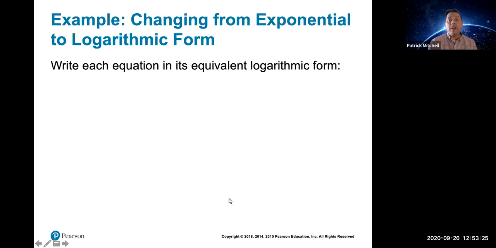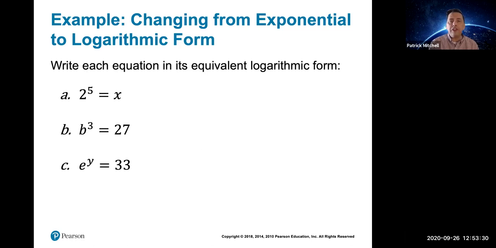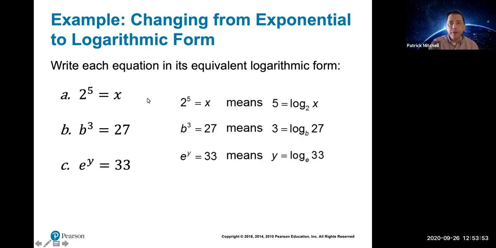Okay, so now we're going to go the other direction. We're going to take some exponential equations and write them in logarithmic form. So it works the same way. You look at 2 to the 5th equals x. Ask yourself, what is the base? The base is 2. What is a logarithm? A logarithm is an exponent, and this exponent is 5, which means this logarithm is going to equal 5. Okay, so the equivalent logarithmic equation would be 5 equals log base 2 of x.